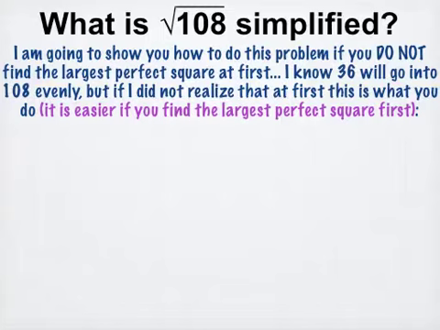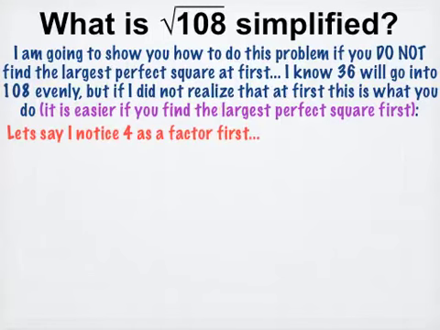I know that 36 will go into 108 evenly, and that's going to be my largest perfect square factor. But if I did not realize that at first, this is the method that you're going to use. It is always going to be easier if you find the largest perfect square first. I just want to put that out there. But sometimes you don't want to start the problem completely over if you've already done a couple of steps. So I'm going to show you what to do if you don't find the largest perfect square first.